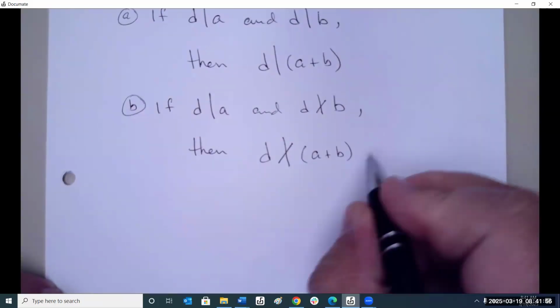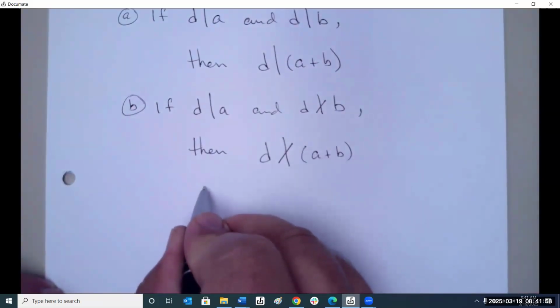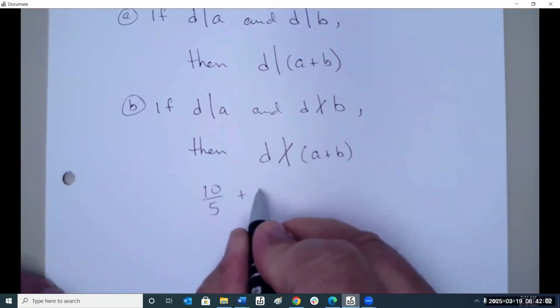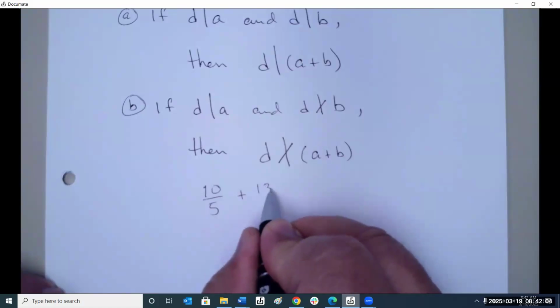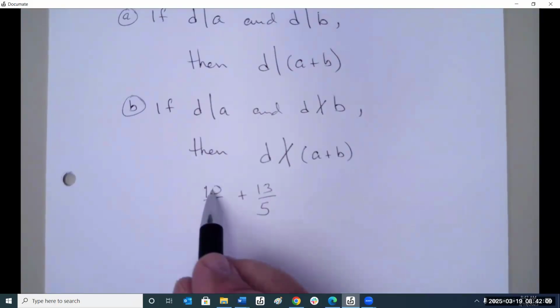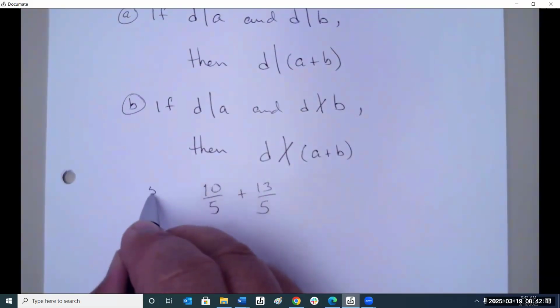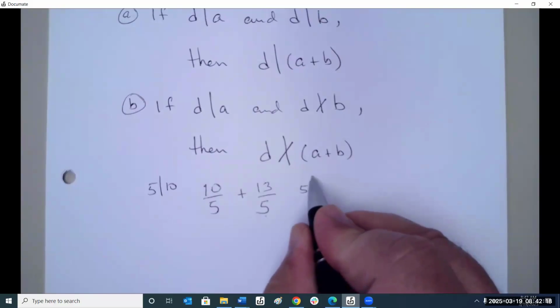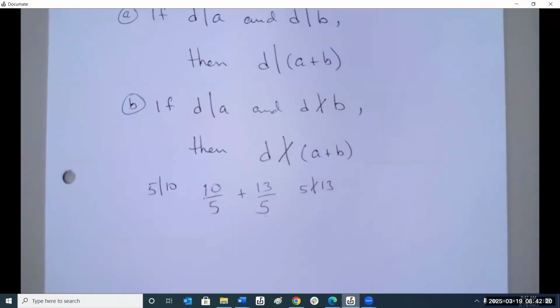In other words, in this example here, we have 10 over 5 plus 13 over 5. Does 5 go into 10? Yes. So what this proved is this. Does 5 go into 13? So even if we added them together, would that be a good answer? No.